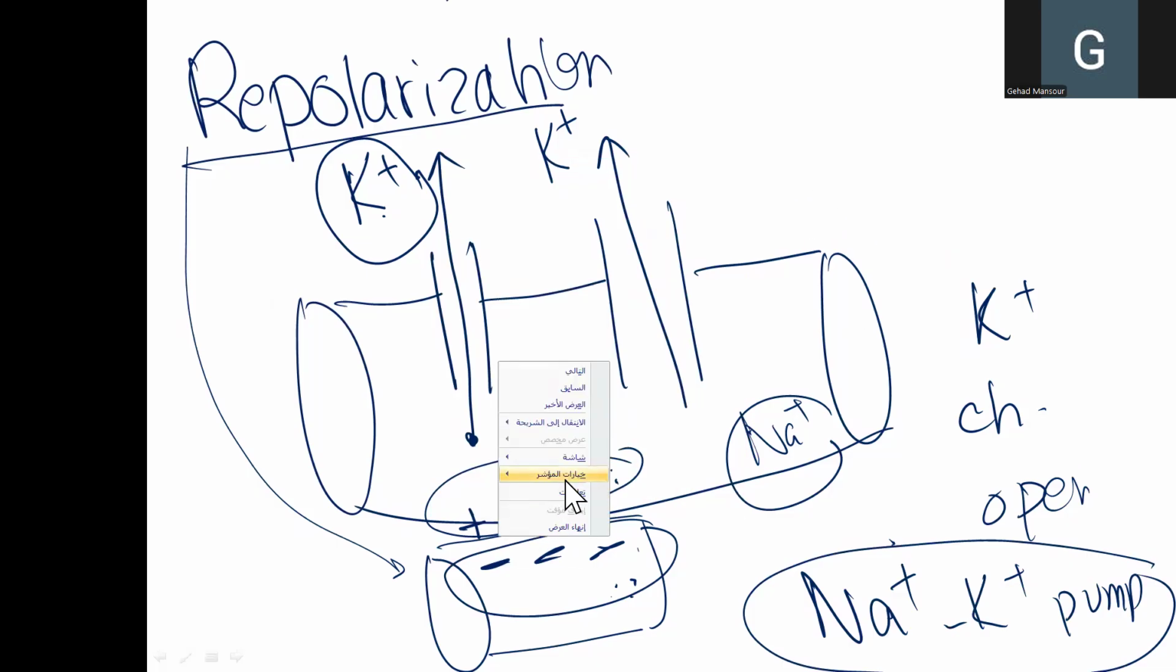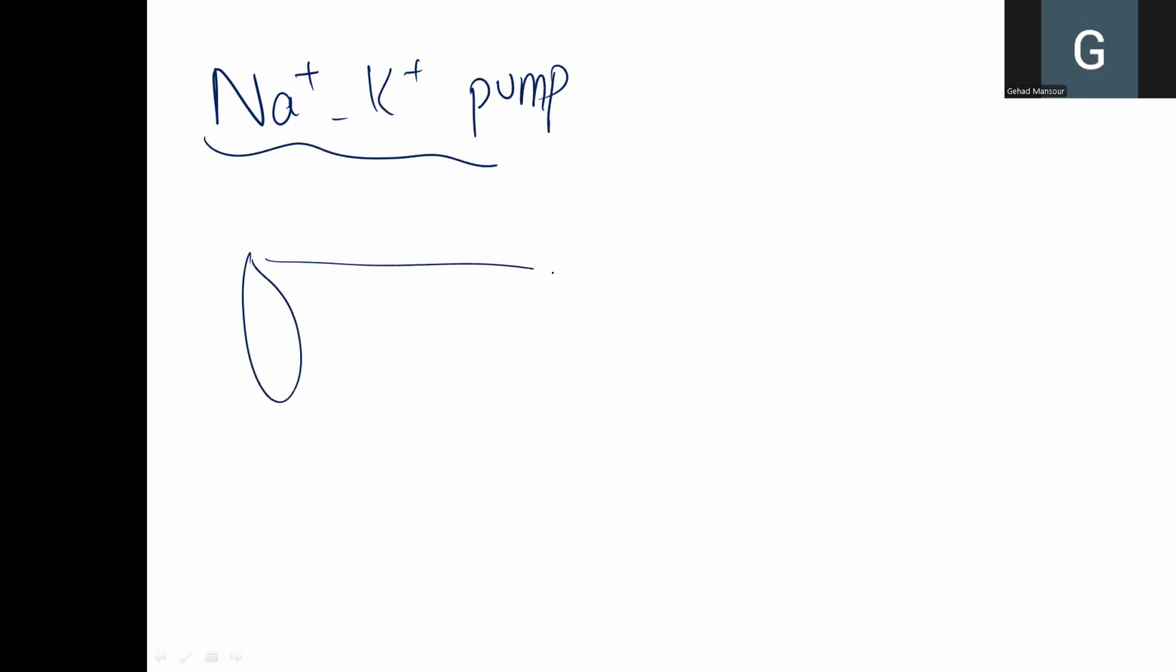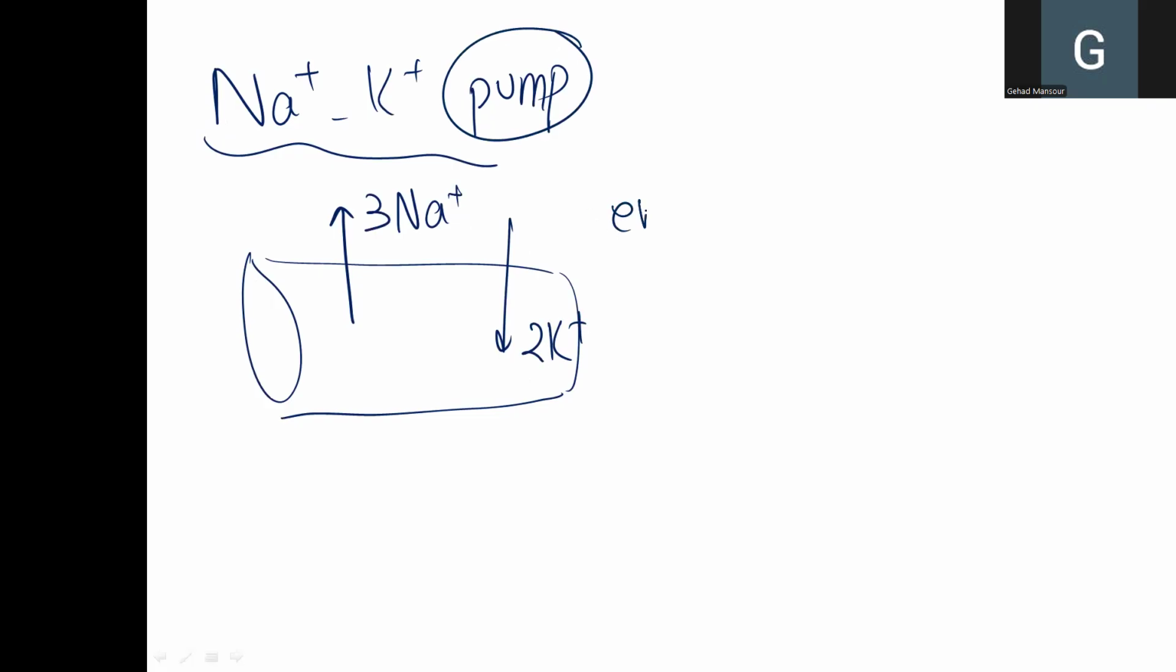The function of the sodium-potassium pump. As you know, the sodium-potassium pump works after repolarization here. And it does what? It pumps 3 sodium ions out, in exchange for 2 potassium ions in. So it's a pump, it requires energy. It's an active process that is derived from the hydrolysis of ATP.